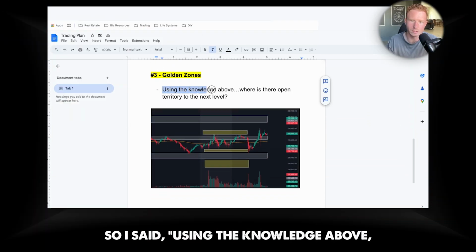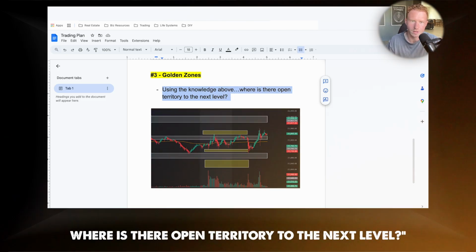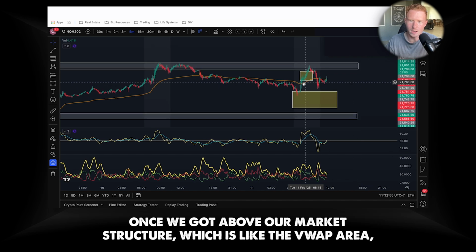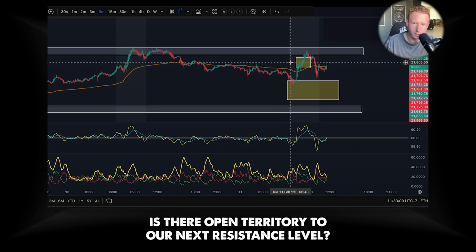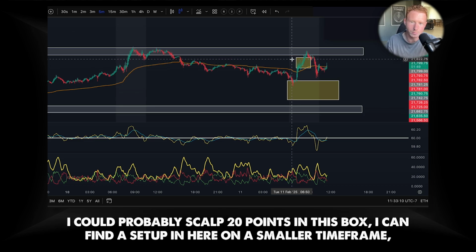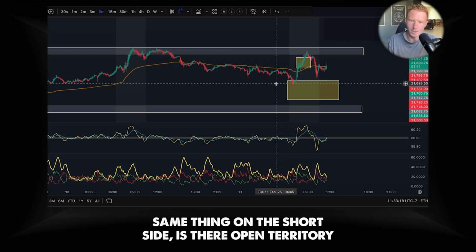So I said, using the knowledge above, where is there open territory to the next level? Well, if we look at the zone, right, as you can see, once we got above our market structure, which is like the VWAP area, is there open territory to our next resistance level? As you can see, this is pretty open territory. It was around a 60-point area, right? I could probably scalp 20 points in this box. I could find a setup in here on a smaller time frame, and that will be my trade for the day.